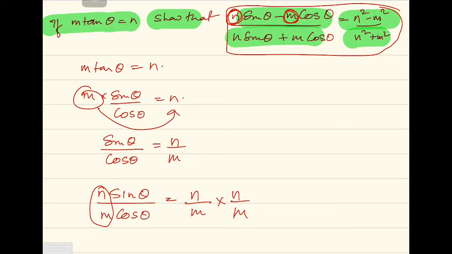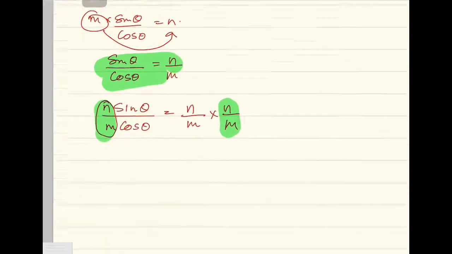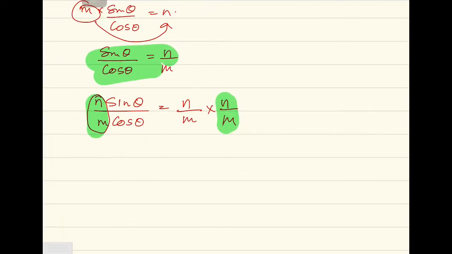I have introduced, let me show you the green one here, I have introduced n by m here. That's why I have introduced n by m also towards the right also. So I have multiplied this ratio by n by m towards the left also, towards the right also. So now I get, let me rewrite it properly, n sine theta divided by m cos theta equals to n square by m square.